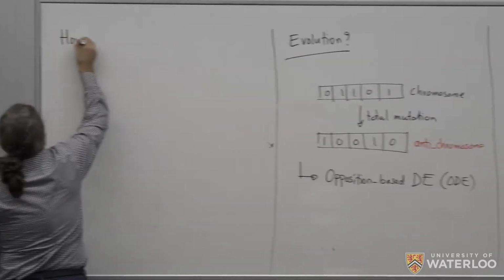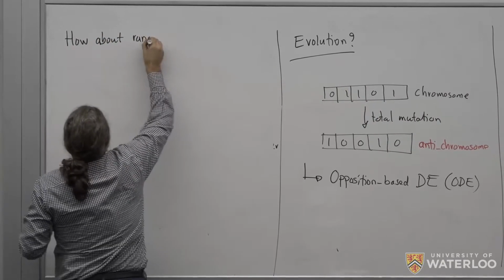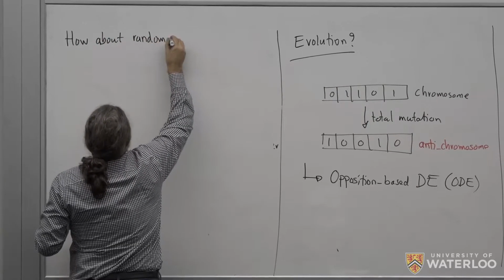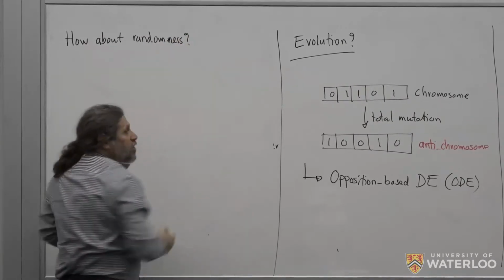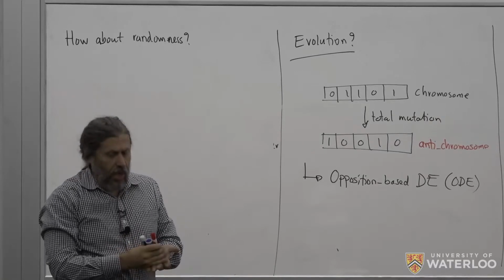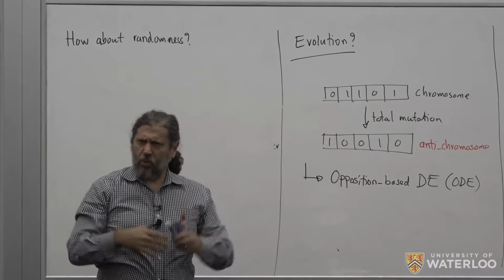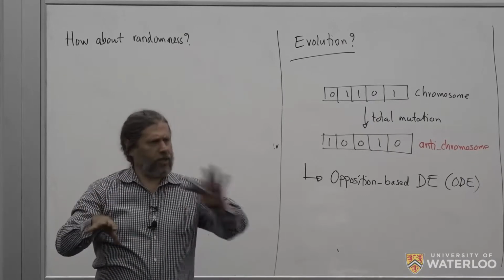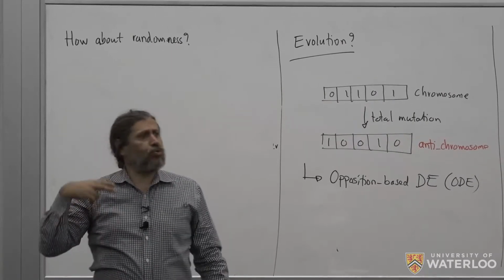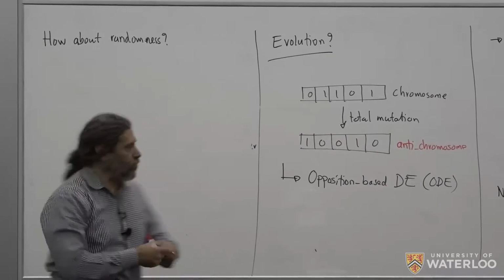Well, let me challenge you. How about randomness? You were just praising the God of randomness. Yeah, what about randomness? Well, you're saying you use opposite, and you get x and you get opposite x. How about I do 2 random guesses? Won't I be able to beat you?